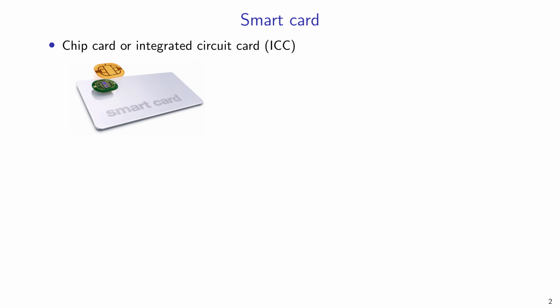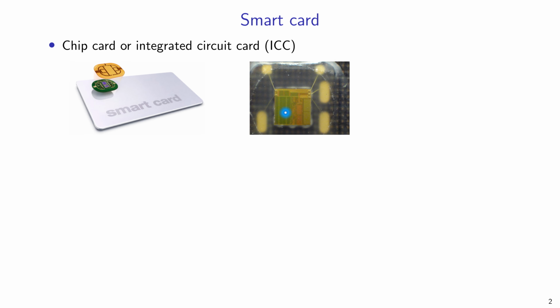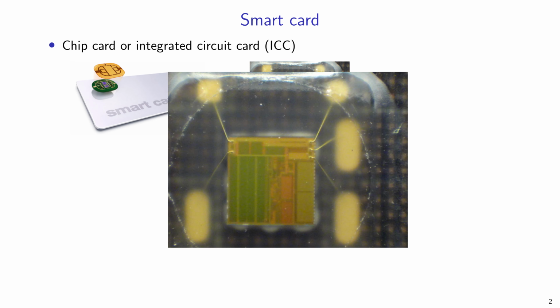So what is a smart card? A smart card is also known as a chip card or an integrated circuit card. It contains protected non-volatile memory and a microprocessor. If we take a look at these smart card chip contacts from the other side and zoom in, we can see that a microcontroller is soldered to the contact pad. And if we zoom in even more, we can actually identify some components. There is the CPU, random access memory, read-only memory, and persistent read-write memory, such as EEPROM or flash.